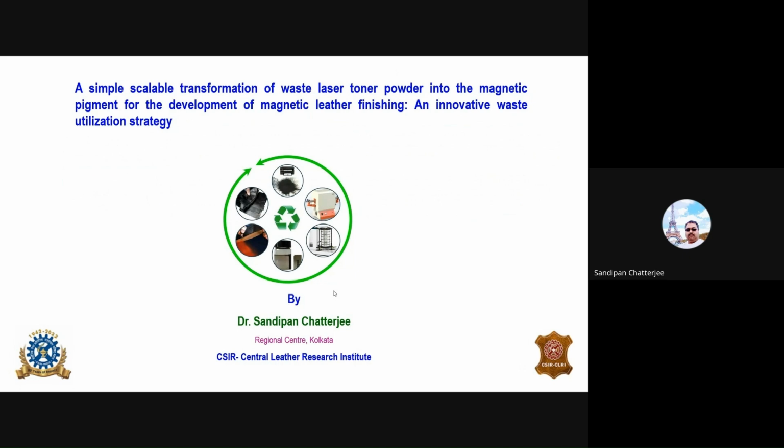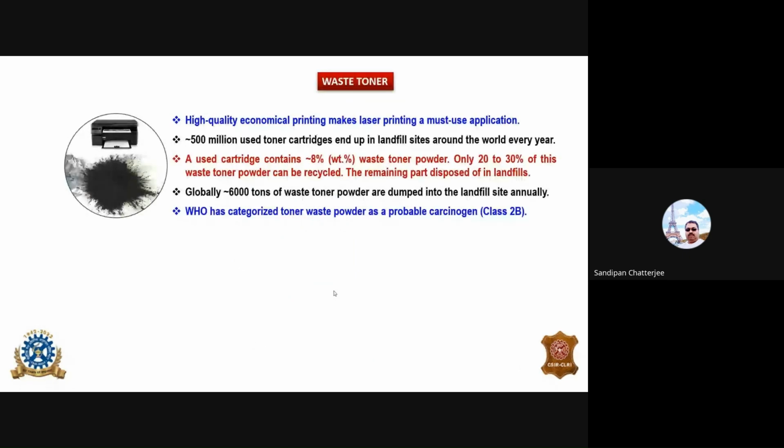I'm directly coming to the issue. Laser printing is a must for us. It offers high quality, economical printing and durability. So it is a must-use application for us.